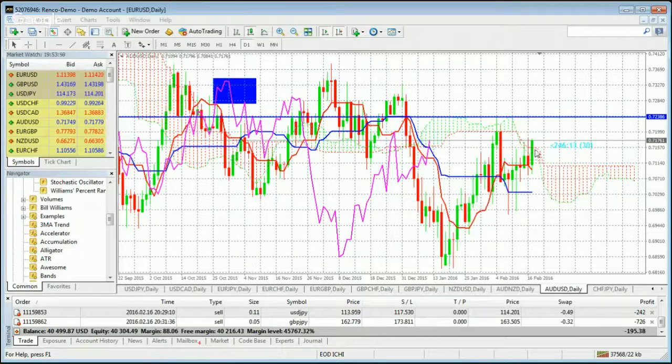This one is giving a Kumo break to the top. See how it's clearing the Kumo cloud here? So it's giving a signal for a buy. Remember, like I said, the Kumo breaks are the most difficult ones to take, right? The only problem again with this one, future cloud is bearish.